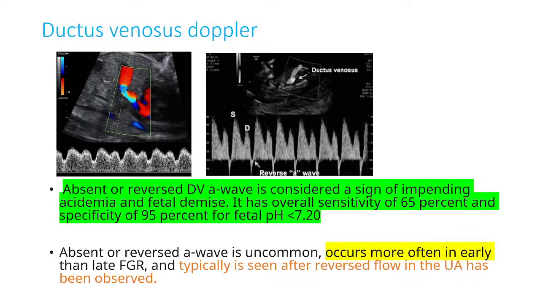Usually the absent or reversed A wave occurs after the reverse flow in the umbilical artery. First the umbilical artery abnormality appears, then the MCA, then the ductus venosus. So, by the time ductus venosus abnormality starts, the fetus is sufficiently compromised. So, do not wait for the abnormality to develop in term pregnancy.